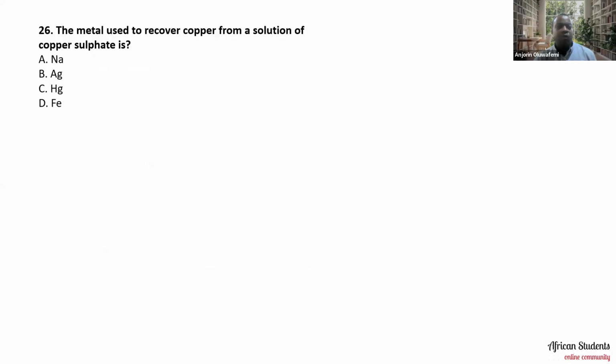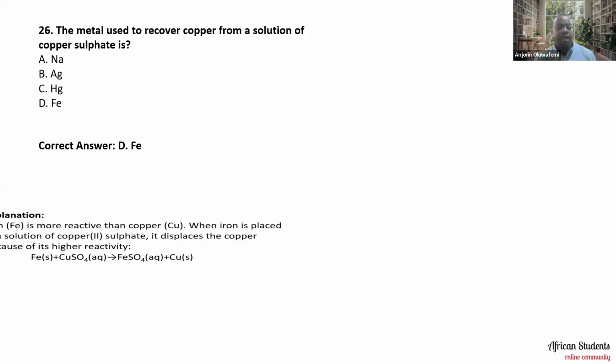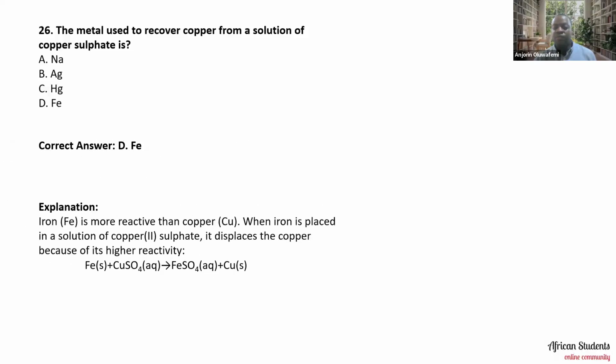The metal used to recover copper from a solution of copper sulfate is it sodium, silver, mercury, or iron? The answer here is iron, and iron is more reactive than copper. When iron is placed in a solution of copper(II) sulfate, it displaces the copper because of its higher reactivity. So that's it, and the equation shows that too.